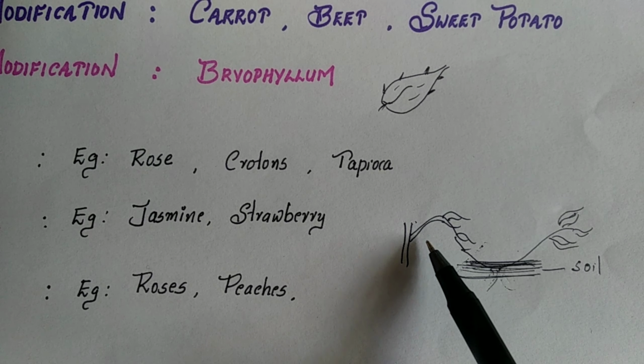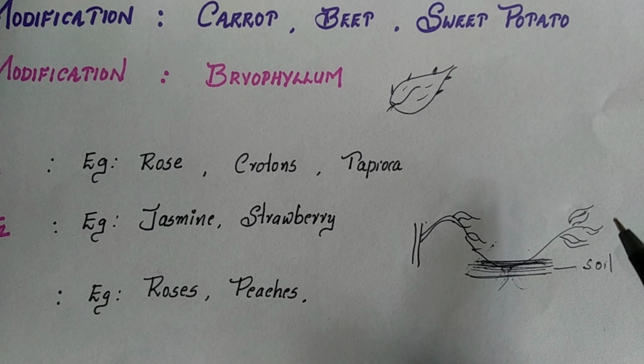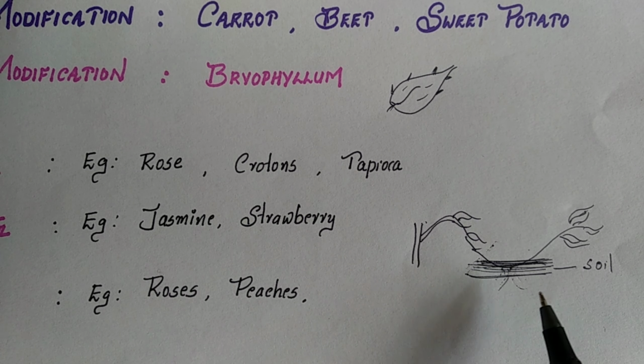Like this portion will be one plant, and the remaining portion will grow into a separate plant. So this is the method by which we can plant plants on a large scale. This is the method of layering. Examples are jasmine and strawberry; such plants are cultivated on a large scale by means of the layering method. Now the next method is grafting.